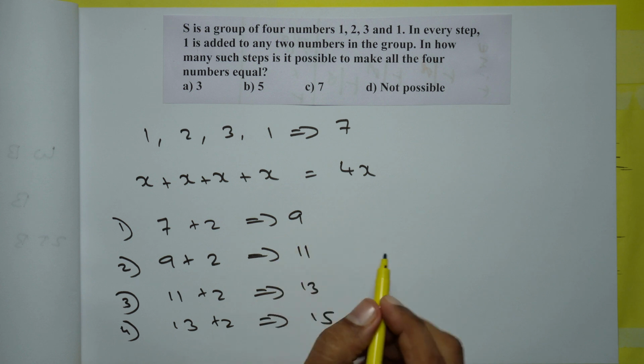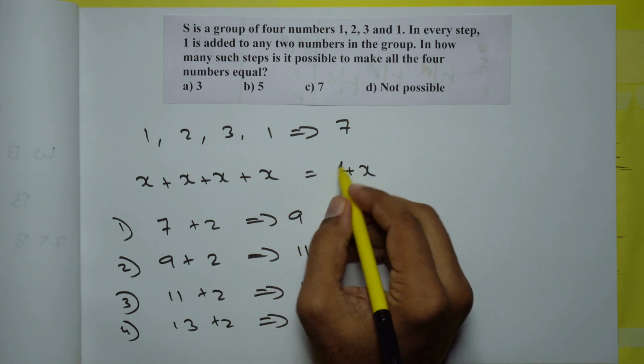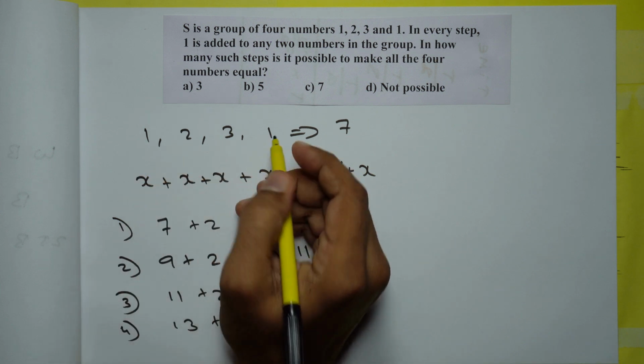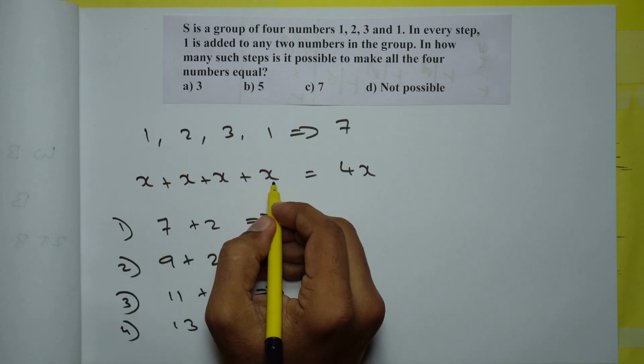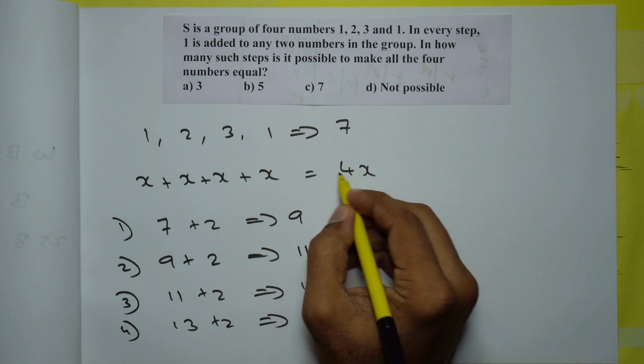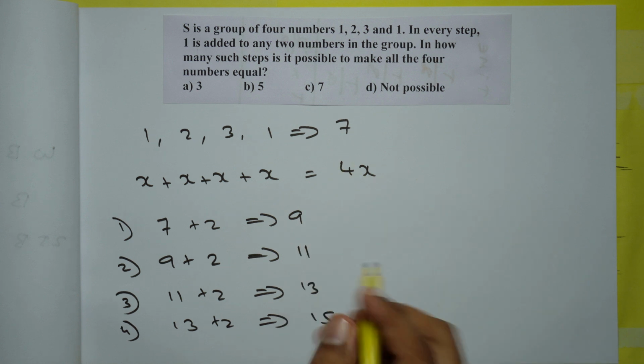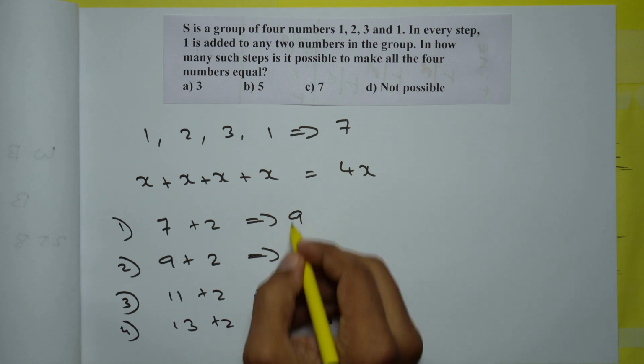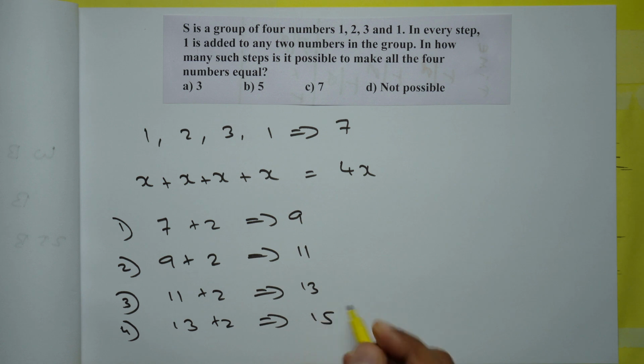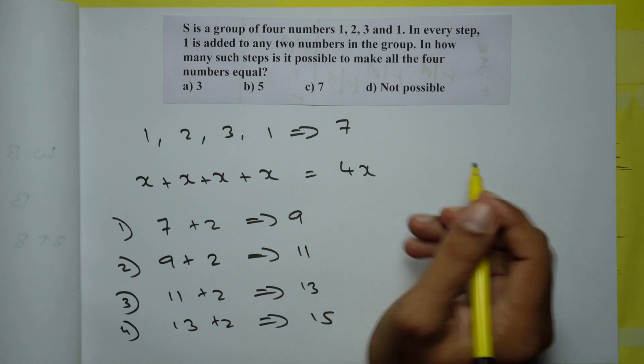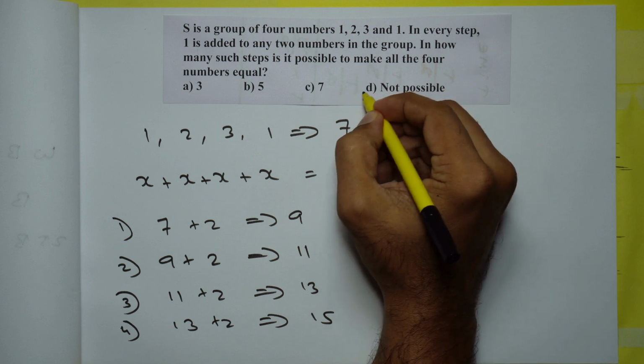So, you can see that the total sum is always an odd number. It is never a multiple of 4. And one requirement for all the numbers to be equal is that their total sum has to be a multiple of 4, and it can never be a multiple of 4 because they are always odd numbers. So they cannot be made equal. So correct answer is option D, not possible.